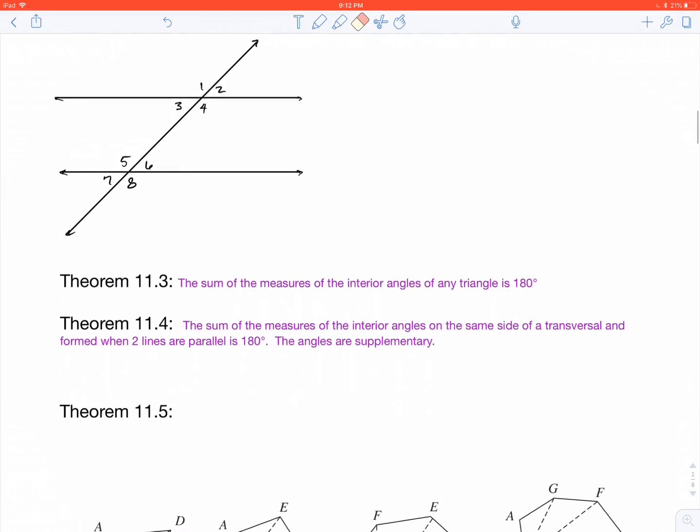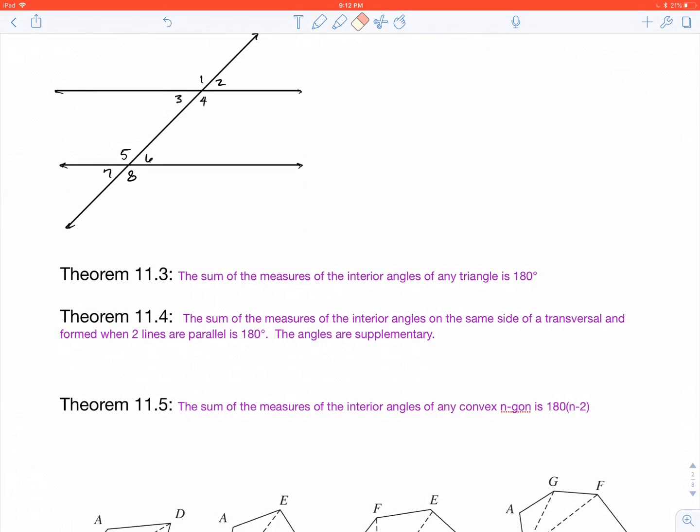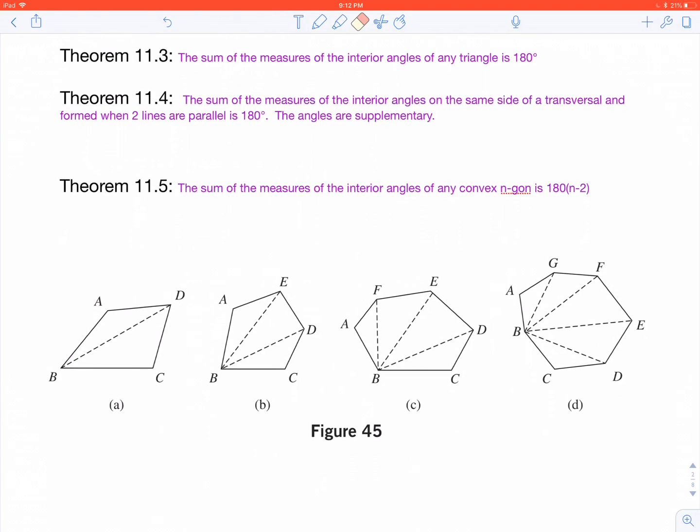The last theorem for this section is going to be theorem 11.5. The sum of the measures of the interior angles of any convex n-gon is going to be 180 times the quantity n minus 2. So an example of this might be if it's a hexagon, I know that that has 6 sides. So my n value then is 6. So that's going to be 180 times 6 minus 2, or 180 times 4. So that's the idea for theorem 11.5.